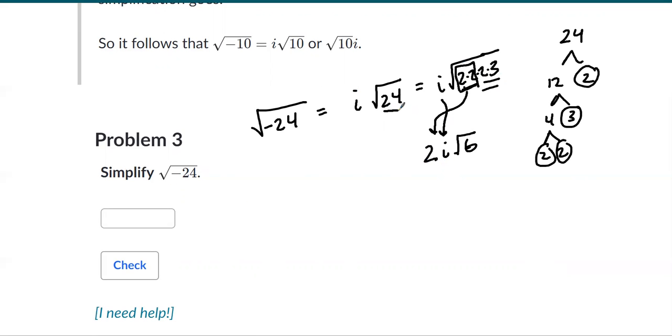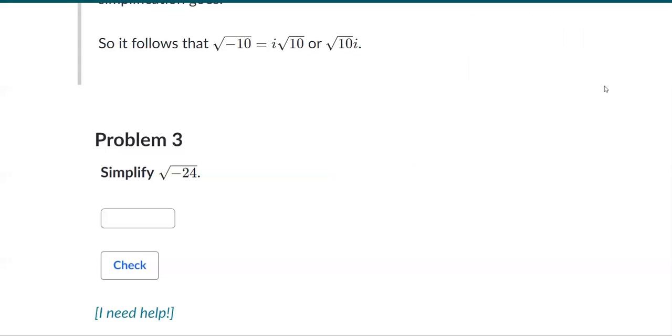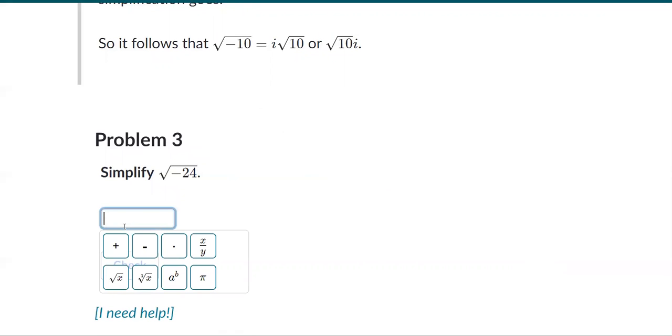So my largest perfect square number that evenly divides 24 would be 4. So the other way to write this, to break this up, is you can write this as 4 times 6. Take the square root of 4, which is that 2. And the 6 is kind of stuck under there. And let's write that in here. So it's 2i root 6. So 2i, and we got square root 6.